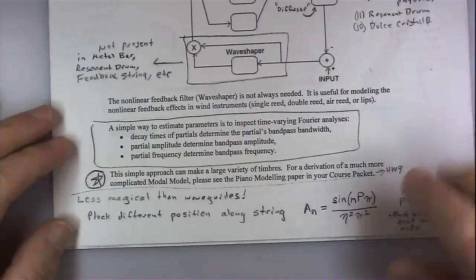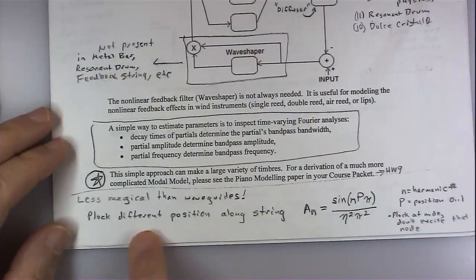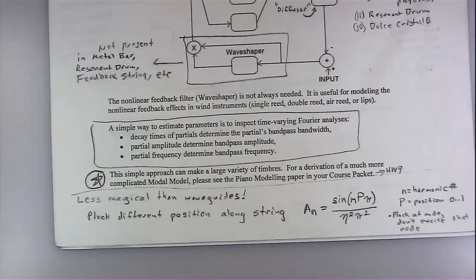Another example, since I'm talking about the difference between the two, at the bottom of the page I have "less magical than waveguides." For instance, if you pluck at a different position on a string, like a violin string or harp string, you actually get different timbre. Why? Because if you're plucking right at a node for one of the harmonics, or for multiple harmonics, you don't excite that harmonic much. But if you're plucking at a location that would be at a peak of a harmonic, you tend to get a lot more. You know this if you're a guitar player, and lots of string instruments have this thing, and it really matters. It's quite a beautiful thing.